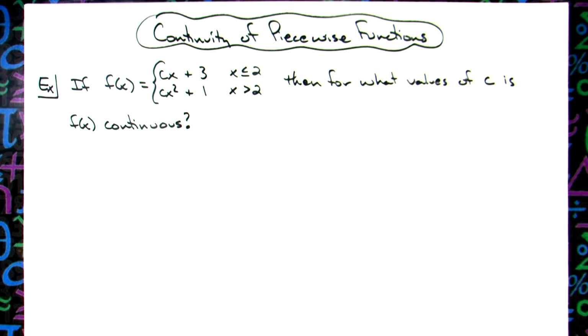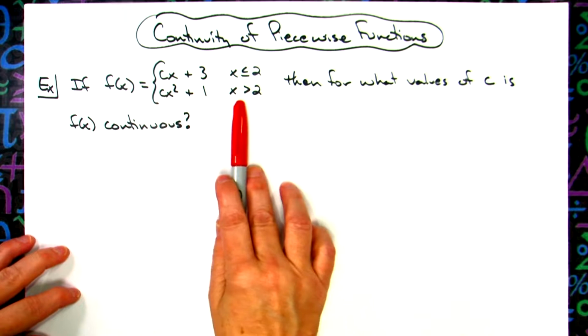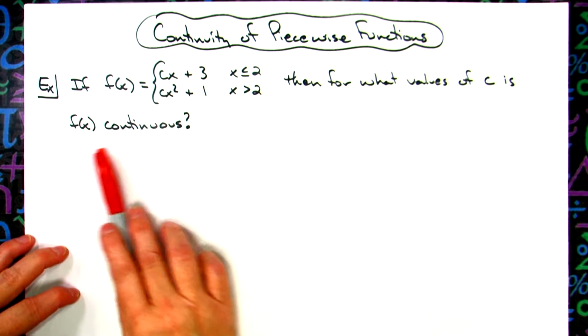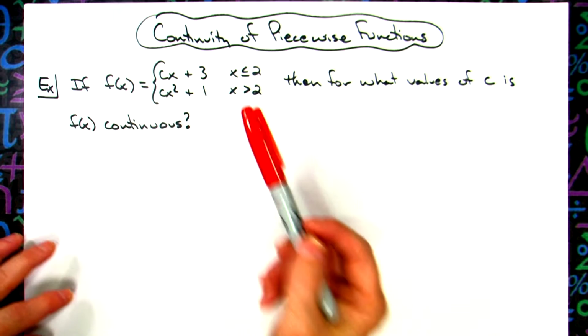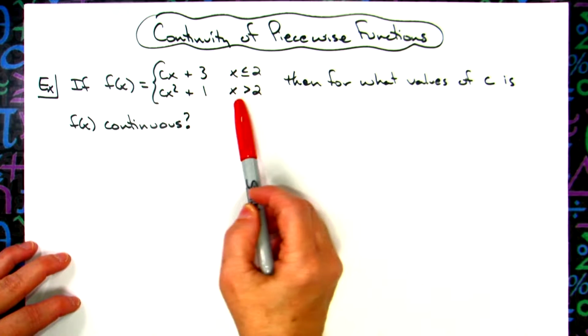In this video, we're going to take a look at continuity of a piecewise function. We've got this piecewise function, and we have to find the values for c that will make it continuous. So the easiest way to do this is to take the constraints of this piecewise function.